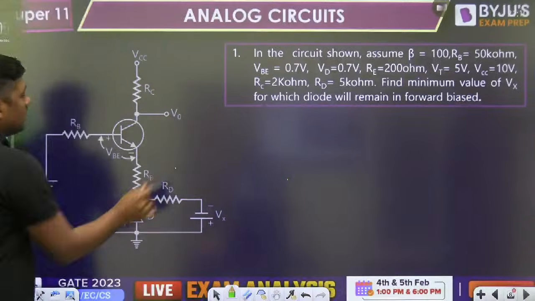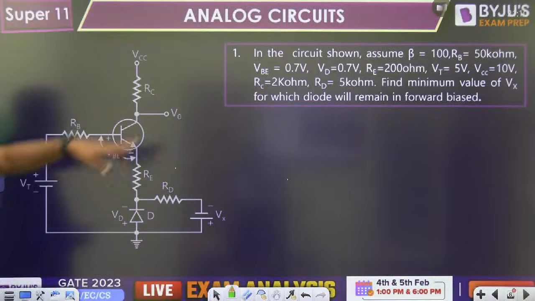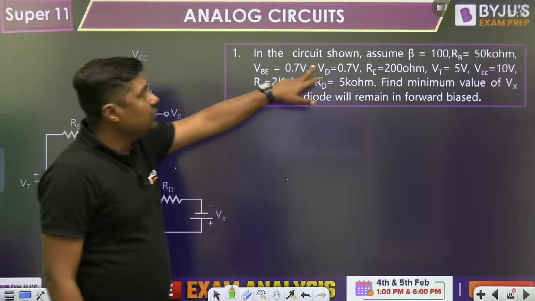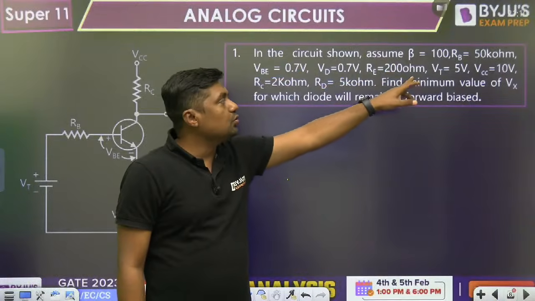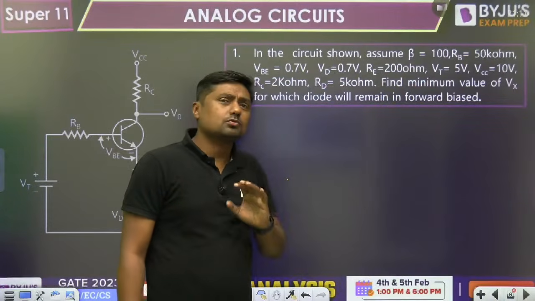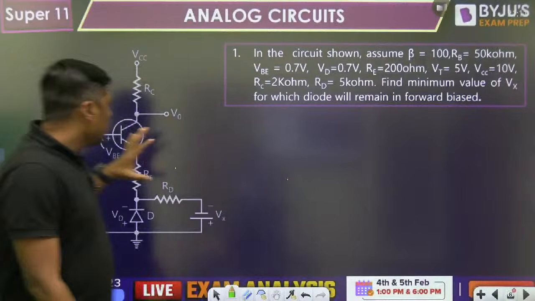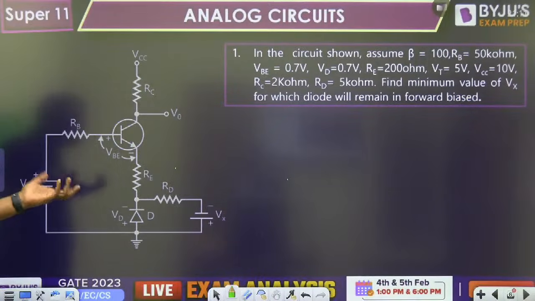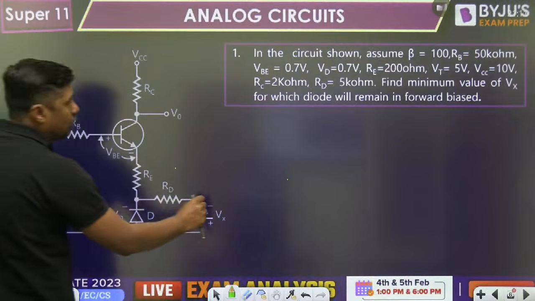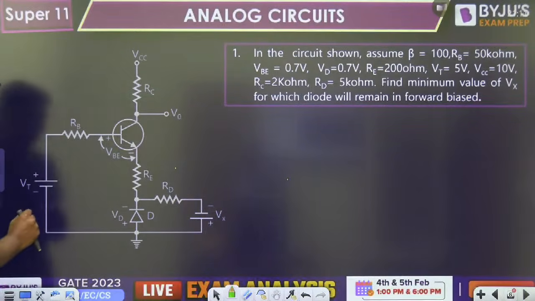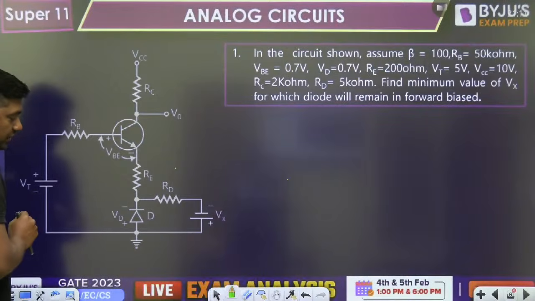Now, please note this data. VD is 0.7 volt, RE is equal to 200 ohm, VT is 5 volt. What should be the approach, right? That is very important during the exam. Suppose it is a BJT. What is asked here? The diode will remain in forward bias. What is the minimum value of Vx for which this diode will remain in forward bias? So what will make it reverse biased?